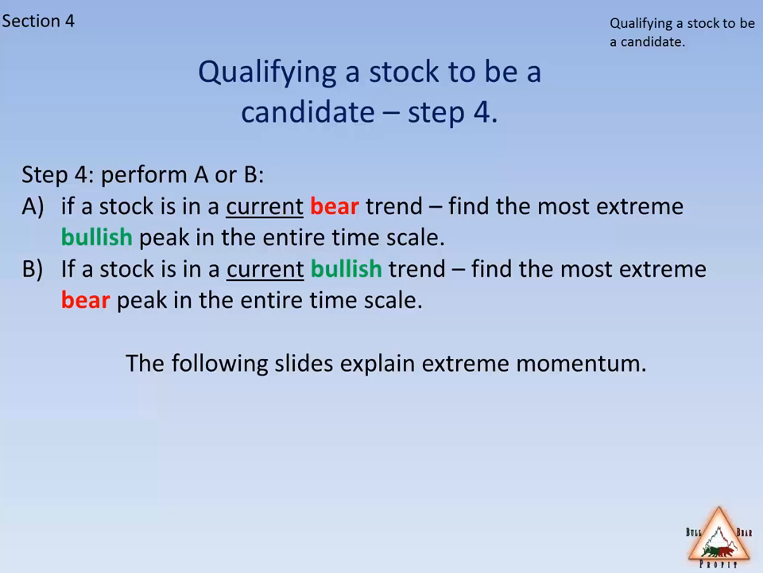Now step 4, perform A or B. If a stock is in a current bear trend, find the most extreme bullish peak in the entire time scale. If a stock is in a current bullish trend, find the most extreme bear peak in the entire time scale. And we'll go to the following slides to explain the momentum.